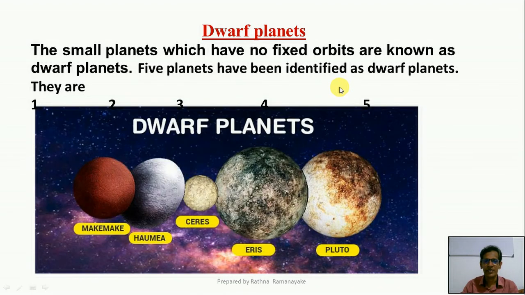Here, you can see those dwarf planets in these pictures here. Makemake, Haumea, Ceres, Eris, Pluto, right? They are the dwarf planets. Dwarf planets don't have fixed orbits. They don't have their own orbits.